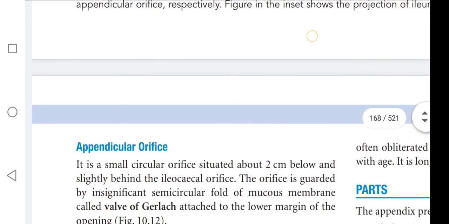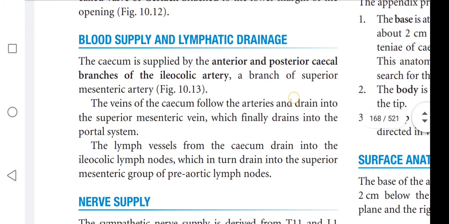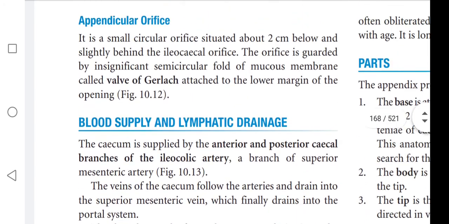In the next video we are going to learn about the blood supply, lymphatic drainage and nerve supply of the cecum.